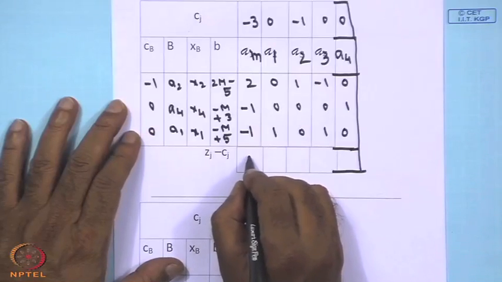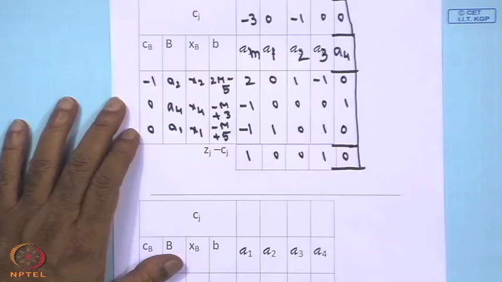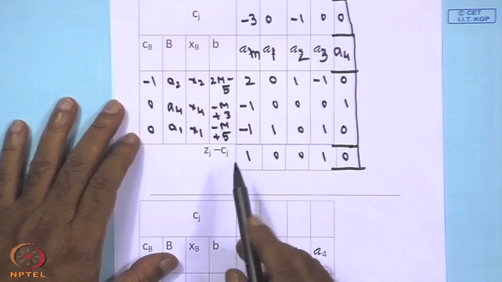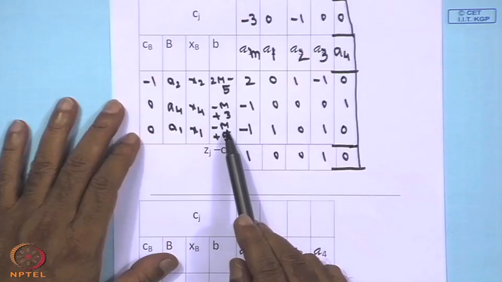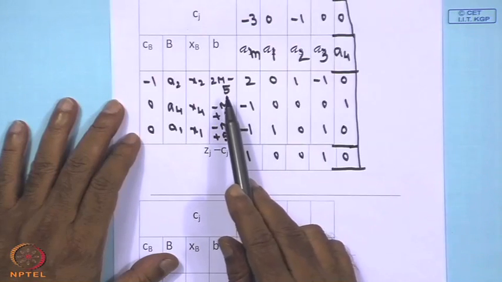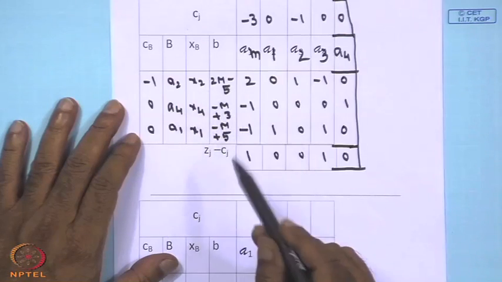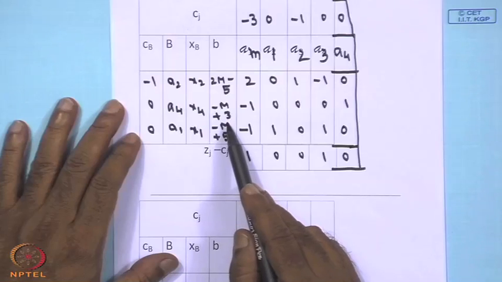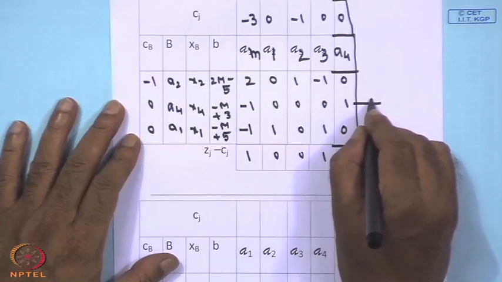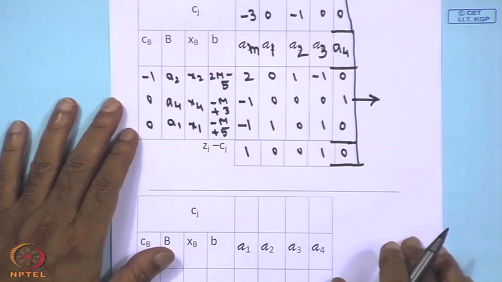Z j minus c j values will be 1, 0, 0, 1 and 0. So, z j minus c j is greater than or equal to 0, but your x b values are not all greater than 0 because m is sufficiently large. So, in this case you see 2 m minus 5 is now greater than 0, only 1. Now, out of minus m plus 3 and minus m plus 5, the minimum of these two is this. Therefore, this is the departing vector.